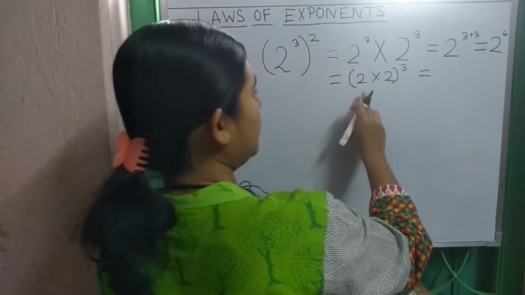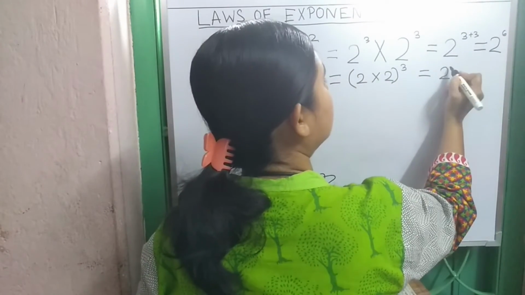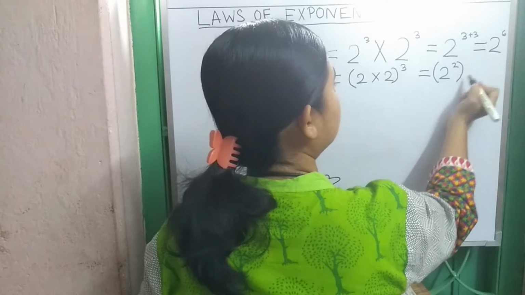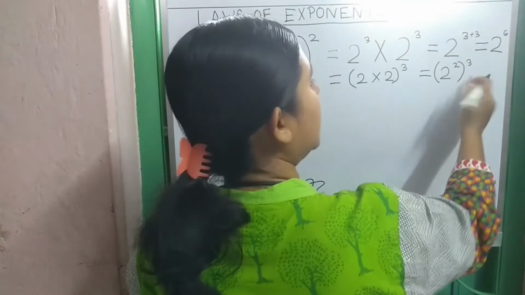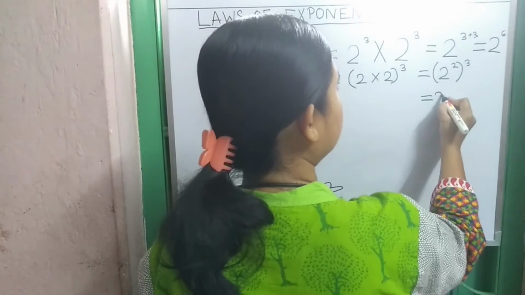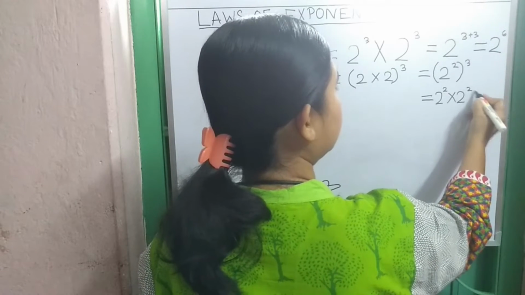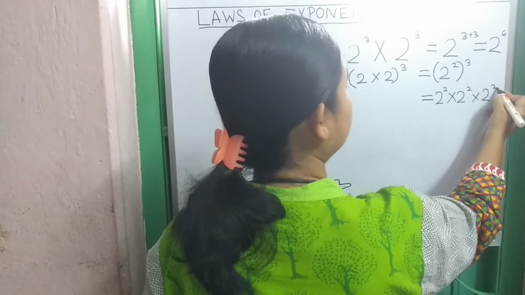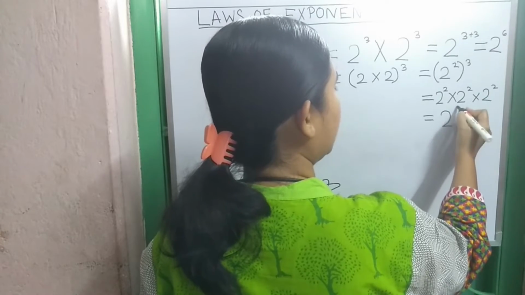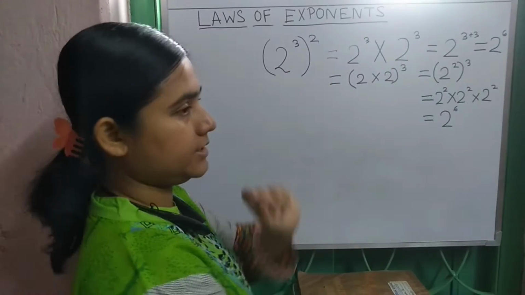Then 2 into 2 is nothing but 2 square, and this whole thing is to the power 3. This is the same as 2 square into 2 square into 2 square, which equals 2 to the power 6. So by these 2 methods we can solve this question.